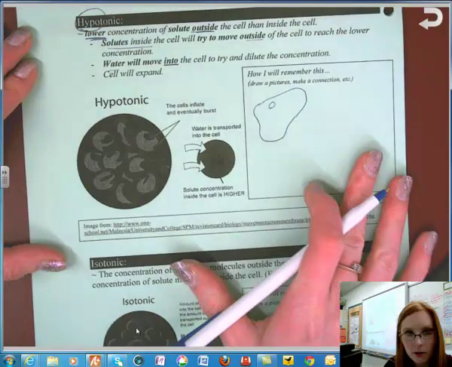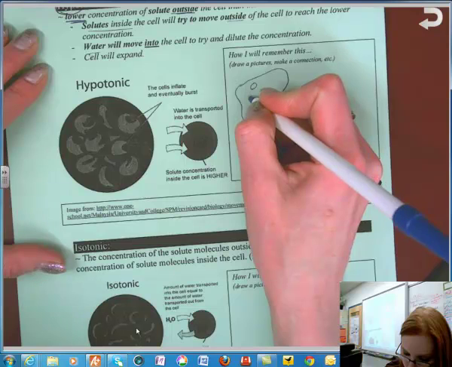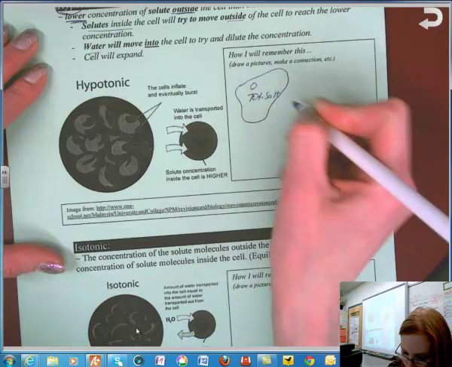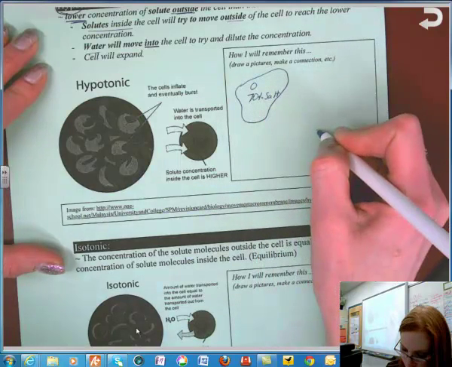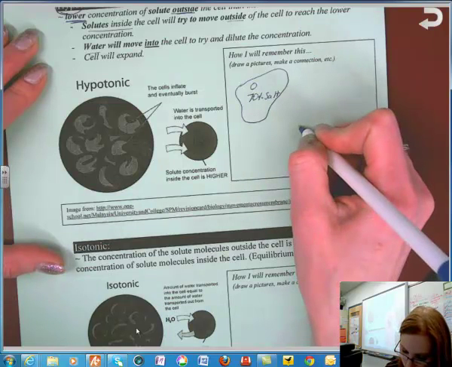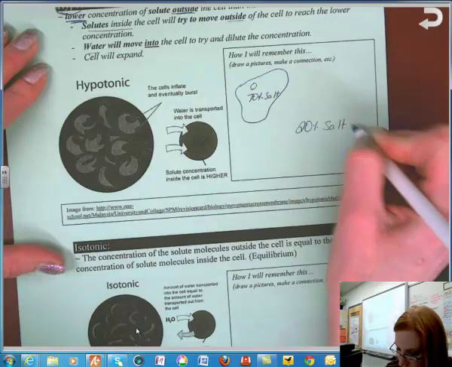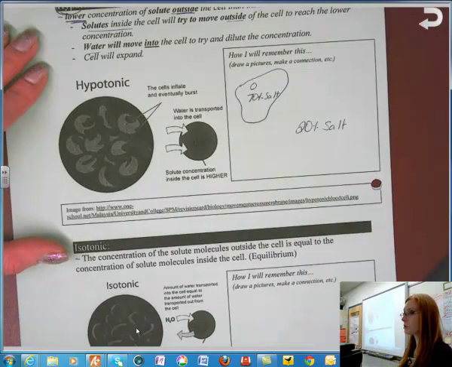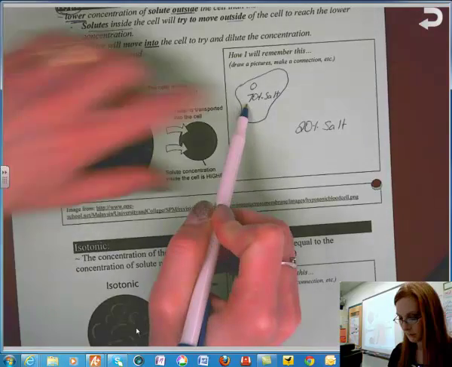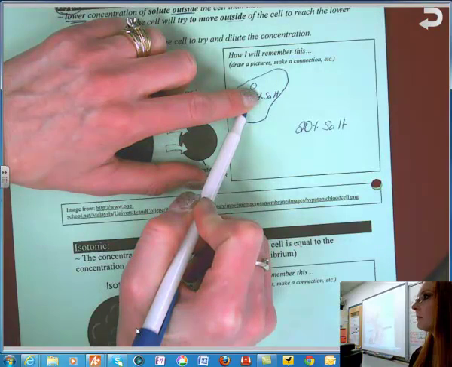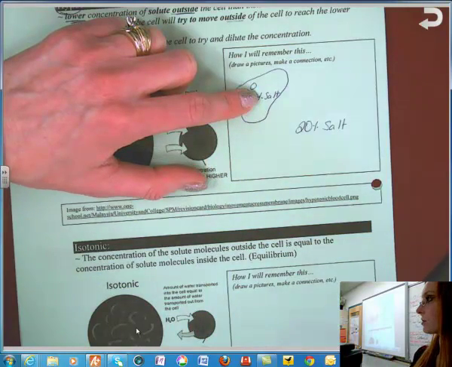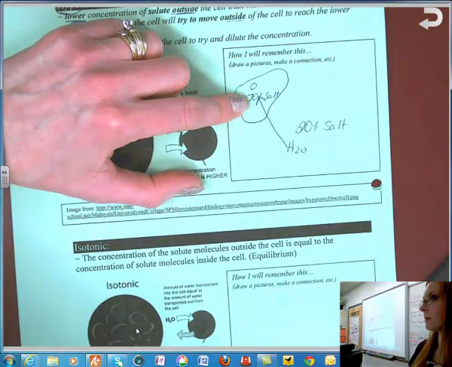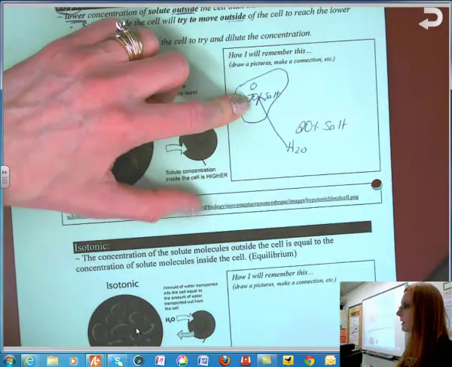here's our cell. This time, let's say there is a 70% salt solution inside, and a 20% salt solution outside. So where is there the highest concentration of solutes? Inside. So where does the water want to go? It wants to go in to dilute that high concentration, right? So water wants to go in to decrease that concentration or balance it out. That's one way to think about how to solve it.